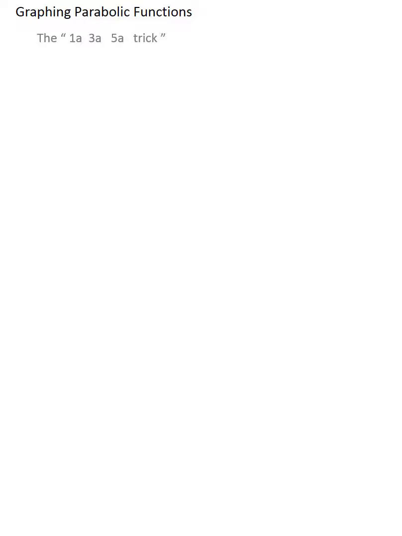I've completely made this name up. No other math teacher calls it this. You won't find this anywhere referenced as the 1A, 3A, 5A trick. But here's what it is. Let's look at it in reference to one of the problems we graphed earlier, which is right here.